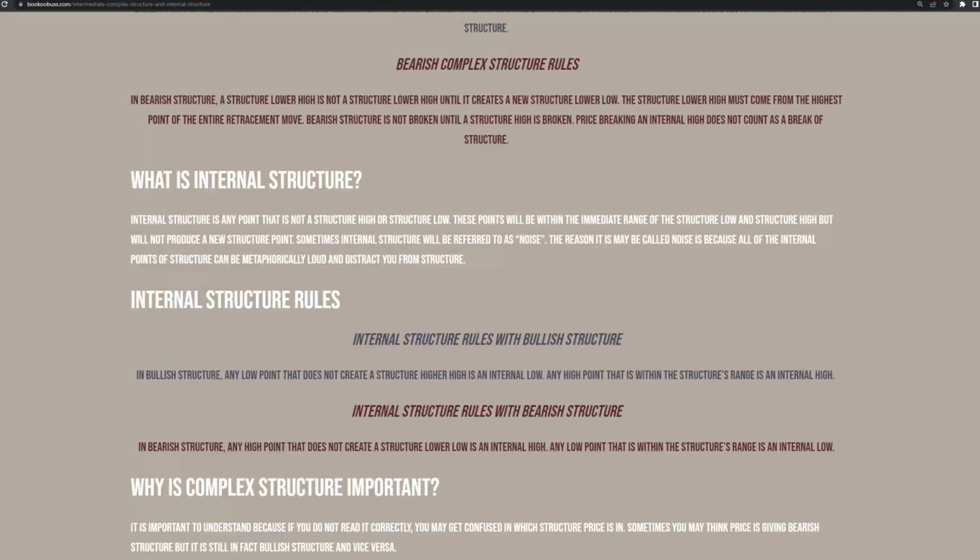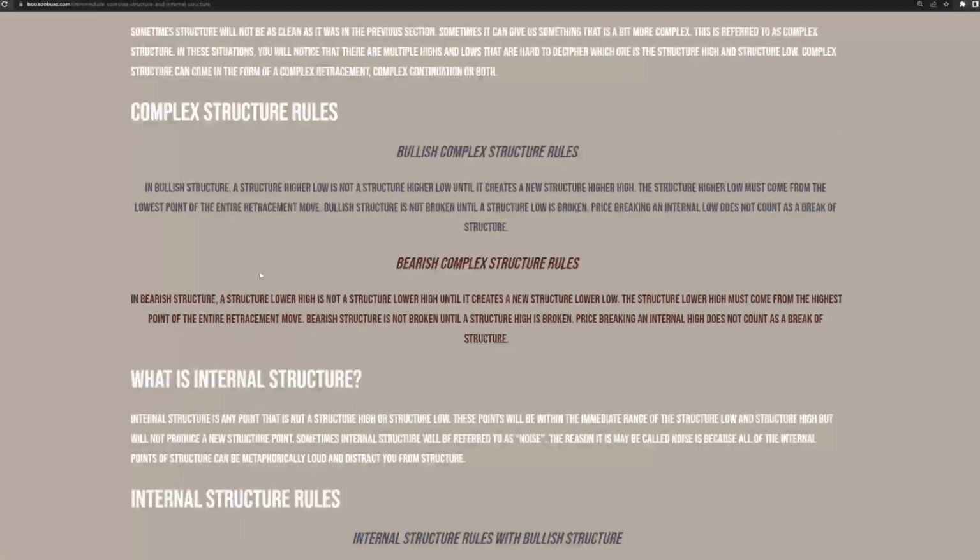So what is internal structure? Internal structure is any point that is not a structure high or structure low. These points will be within the immediate range of the structure low and structure high, but will not produce a new structure point. Sometimes internal structure will be referred to as noise. The reason it may be called noise is because all of the internal points of structure can be metaphorically loud and distract you from structure.